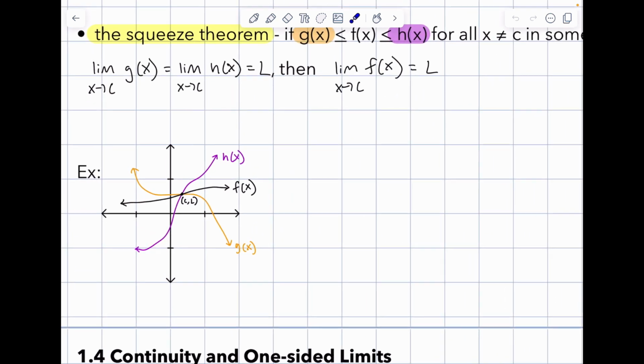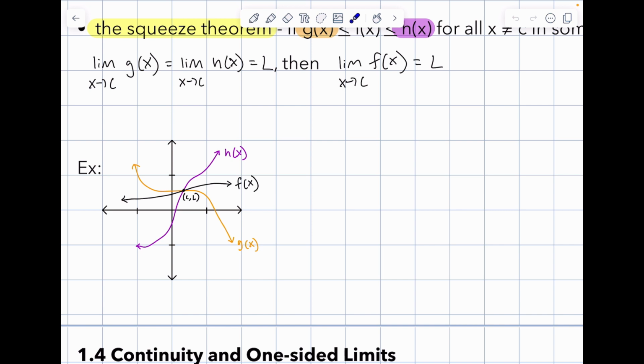So there's a graphical or visual representation of what this looks like. You have your function g of x here in orange, and that is less than or equal to f of x, which is here in black, and that is less than or equal to h of x, which is here in purple. And so as you can see, the limit as x approaches c, here this is c, for g of x, so it's this point here, equals the limit as x approaches c of h of x, which is also this point here.